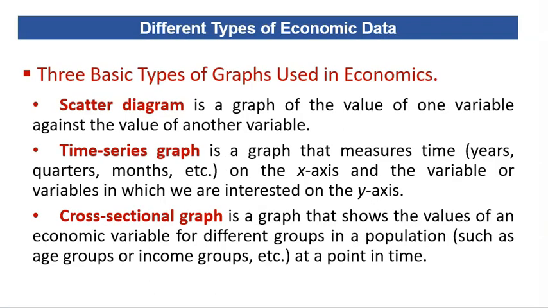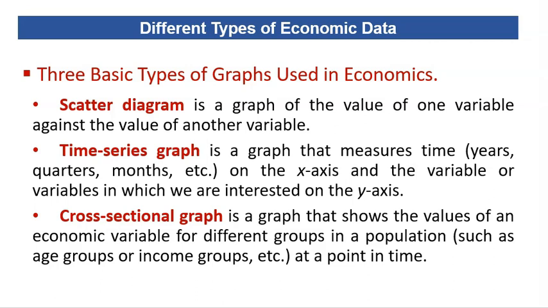The first point to know is that there are three different types of economic data. 1. A scatter diagram is a graph of the value of one variable against the value of another. 2. A time series graph is a graph that measures time, years, quarters, months, etc., on the x-axis, and the variable, such as output or inflation, or any variable in which we are interested on the y-axis.